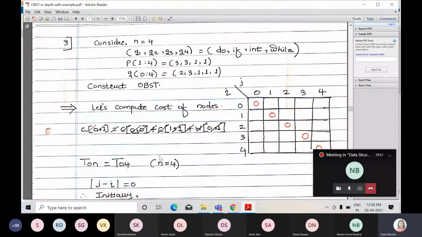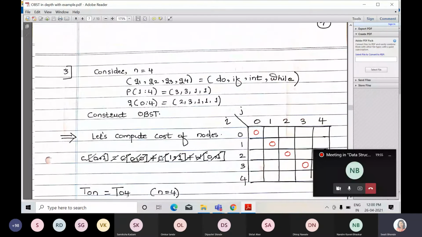Now friends, this question was asked for 14 marks in one of the SPPU examination written papers. So let us try to understand the problem statement first. What is given here? We are given n equal to 4. So n equal to 4 means what? There are 4 keys. What are those keys? Keys are do, if, int, while.